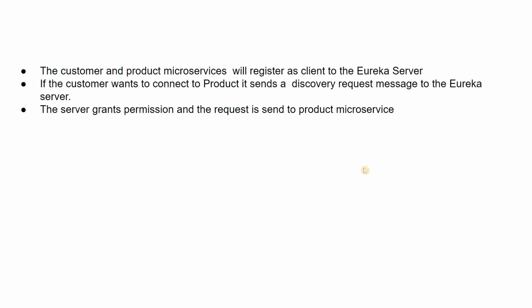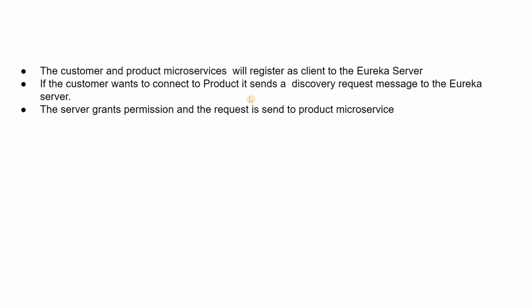Now, the next step you also need to understand is that the customer and product microservice will register as clients to the Eureka server. I have two microservices, customer and product, and they will go ahead and register as clients to the Eureka server. If the customer wants to connect to product, it sends a discovery request message to the Eureka server. Then the server grants permission and the request is sent to the product microservice.